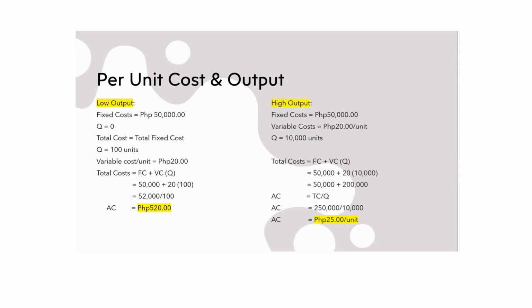Perhaps by producing at a higher output level. So assume the same fixed and variable cost per unit. If there's a large order of 10,000 units instead of 100 units, let's see what happens to the AC. AC is now 25 pesos per unit, too far away from 520 pesos earlier. And so at high output level, the AC is reduced to a much lower level, which is 25 pesos.